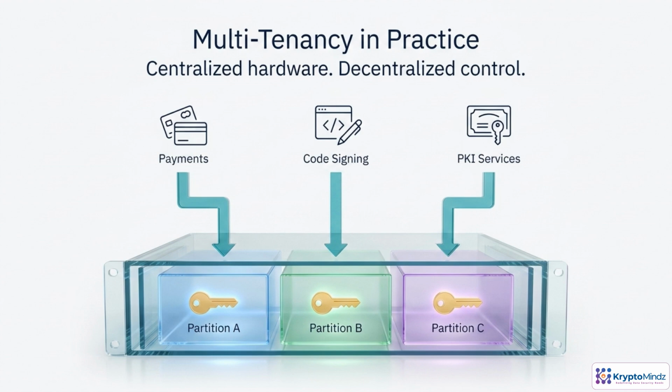Another way to picture it: a Luna HSM is a secure apartment building and each partition is a separate unit. Payments, code signing, and PKI services each get their own unit, with their own keys and admins. They share the same hardware, power, and monitoring, but can't see into each other's space. That isolation lets security teams centralize infrastructure, cut costs, and still give each team clear ownership and control over its cryptographic environment.